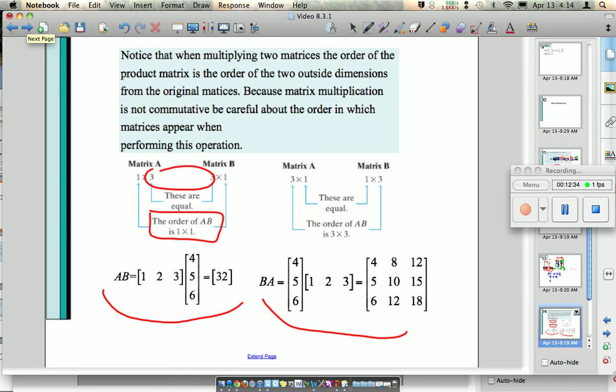So when we do A times B, we're going to be doing 1 times 4 plus 2 times 5 plus 3 times 6. That's why we get a single value. But here we do row times column, and we get our 4. Row times column, and we get our 8, and so on. And you can continue doing that to get your 12. You would do 4 times 3 to get your 12. And that just creates the first row. So the resulting dimensions are very much related to the original matrices. And certain matrices cannot be multiplied because of the definition of matrix multiplication.